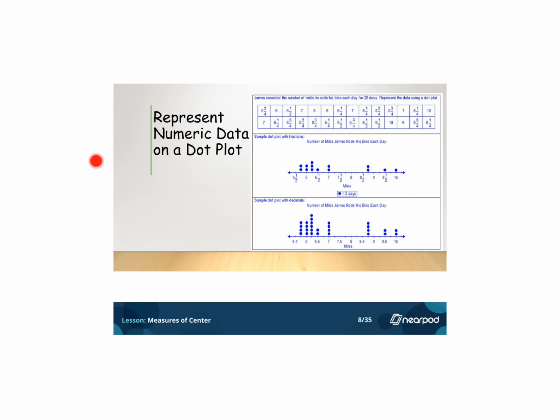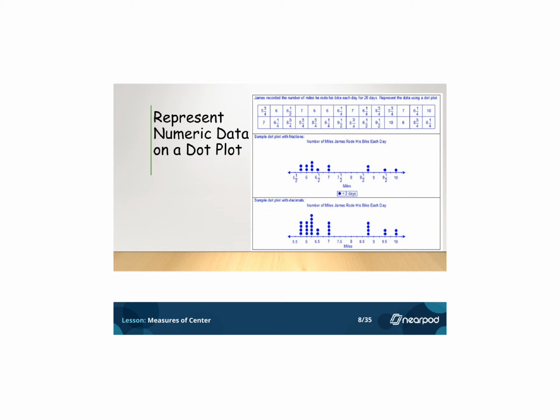So we're looking for 5 and 3/4. We have 1, 2, 3, 4. Wait a minute. I thought that you said that you had to put a dot for each one. We counted 4, correct? However, if you look down below, they give you a key.